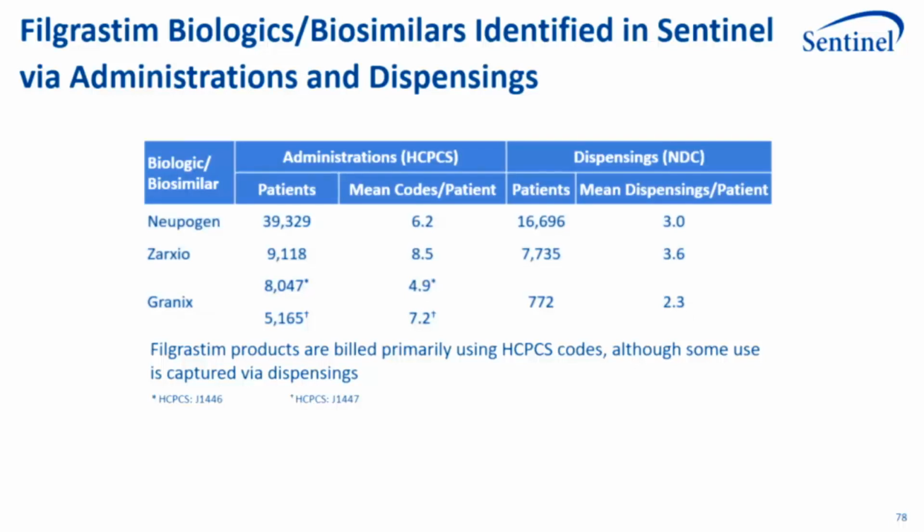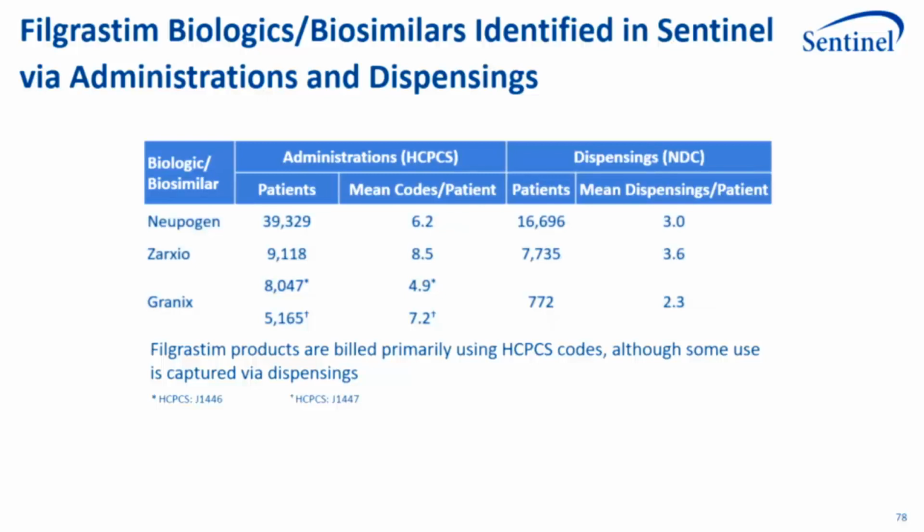And you can see the relative number of Neupogen in comparison to the biosimilars. It's not surprising, Neupogen was on the market a lot longer. There's more use of it. There's less use of the other 2 products. You can also see the mean number of codes per patient. There's a little bit less per patient for the biosimilars than the reference product, and that might just be a function of time. It might be actual use, but it's giving you a window into what's going on.